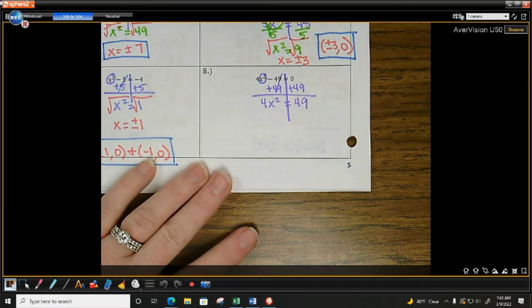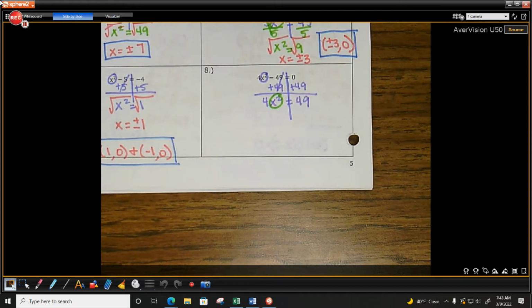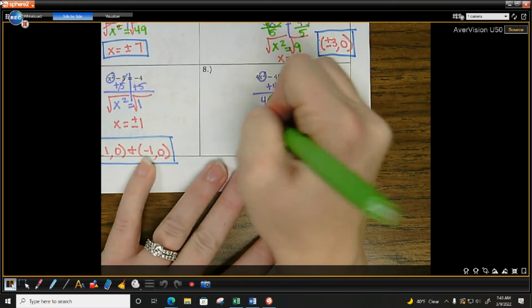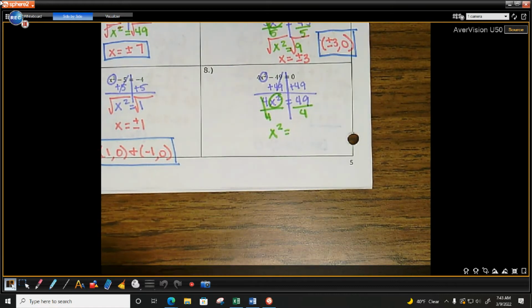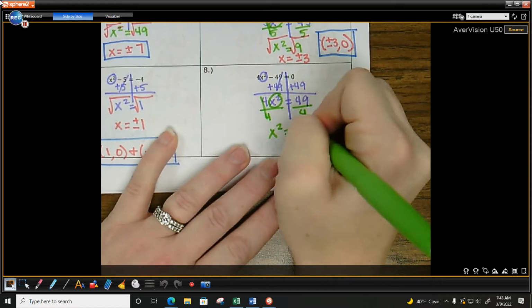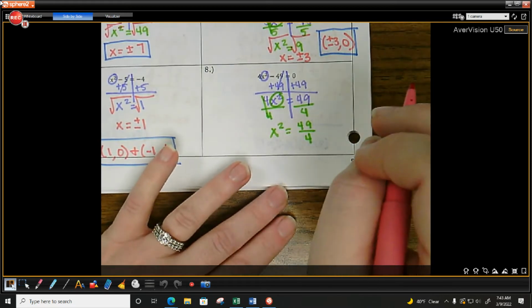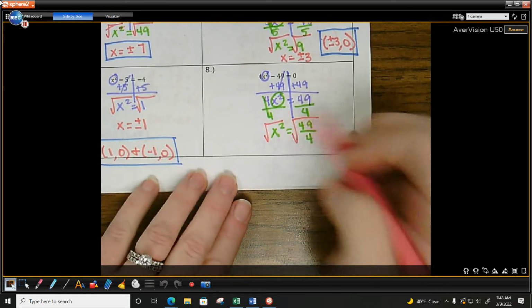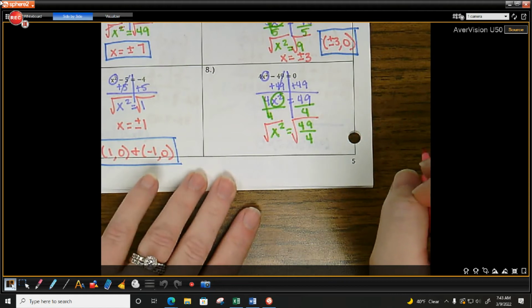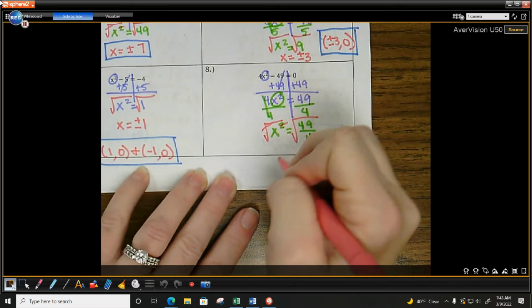x squared is still not by itself. Let's do it again. Divide by 4 on both sides. Divide by your coefficient. Is 49 divisible by 4? No. So it's just 49 over 4. How do you get rid of a square? Square root on both sides. So what happens with your square root and your square? They cancel each other out, and I get x equals.